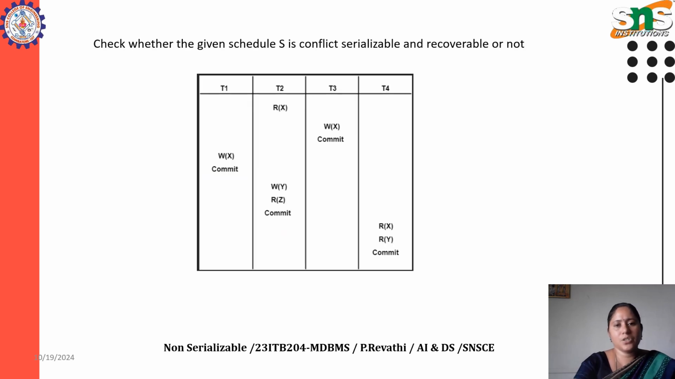Check whether the given schedule S is conflict serializable and recoverable or not. Here there are four transactions T1, T2, T3 and T4. T1 writes X. T2 reads X, writes Y and reads Z. T3 writes X. After that, T4 reads X, reads Y, then commits.